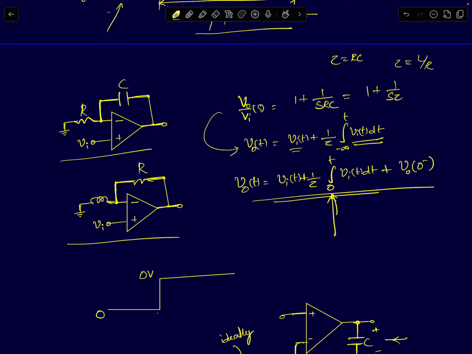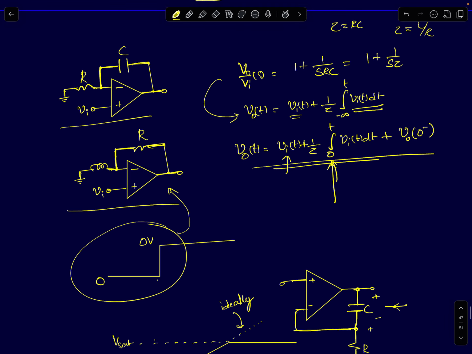So ideally, if I feed a step input of magnitude delta V volts to this, assuming the op-amp to be ideal, what should I expect? I should expect a constant term, which means your output should follow the input as it is. So the output should produce a sudden step of value delta V volts. Then it will also produce an integrated version of the input, a ramp signal. So you should ideally add the two signals.